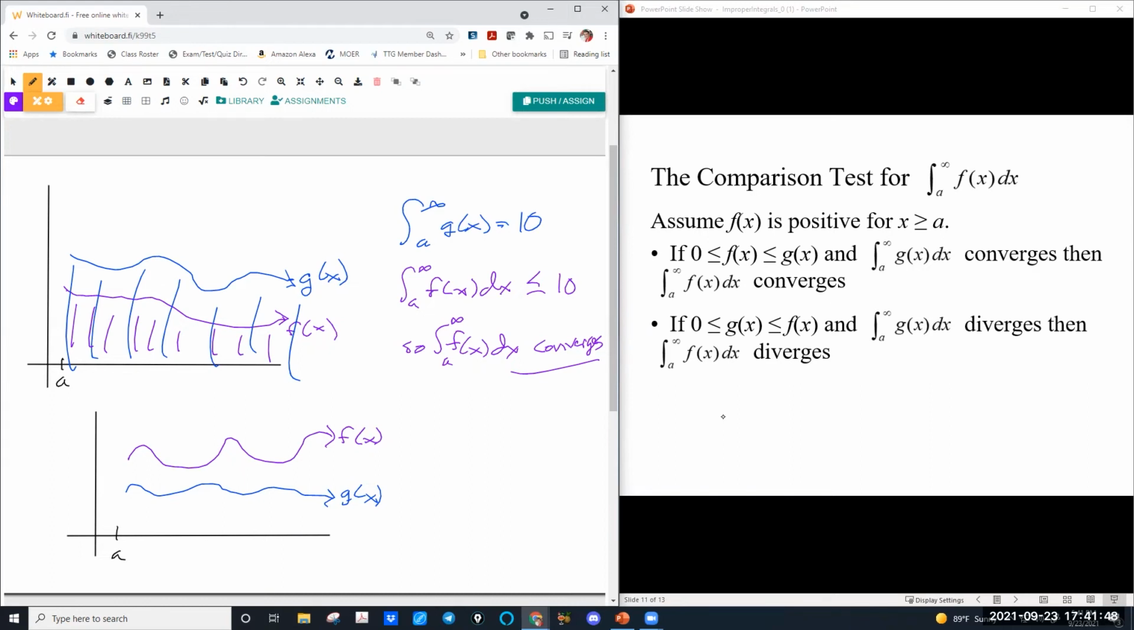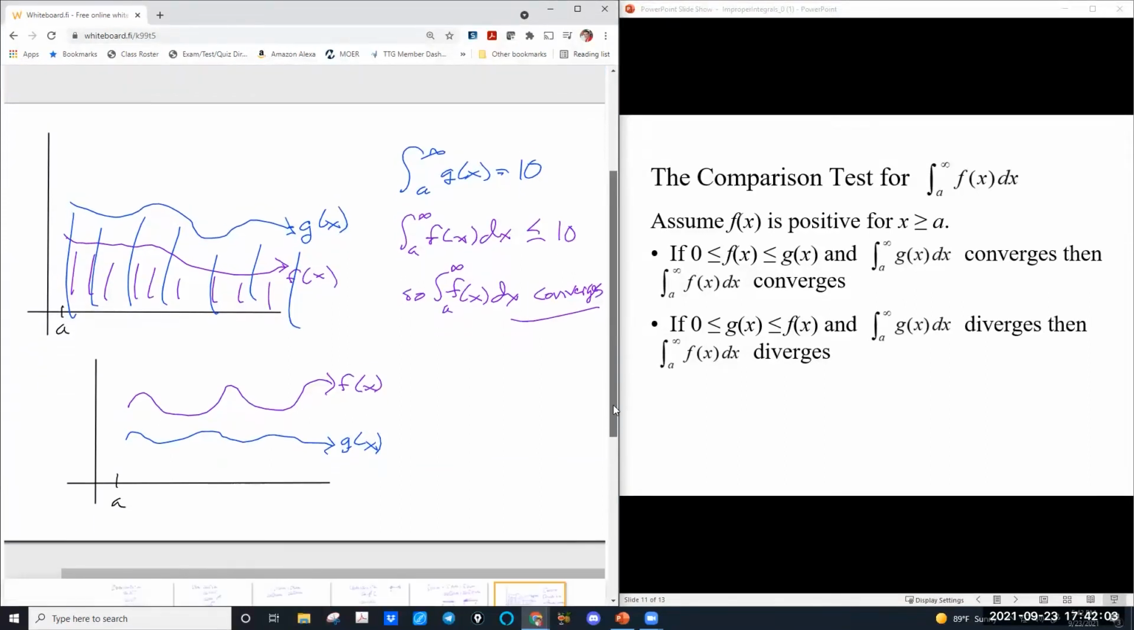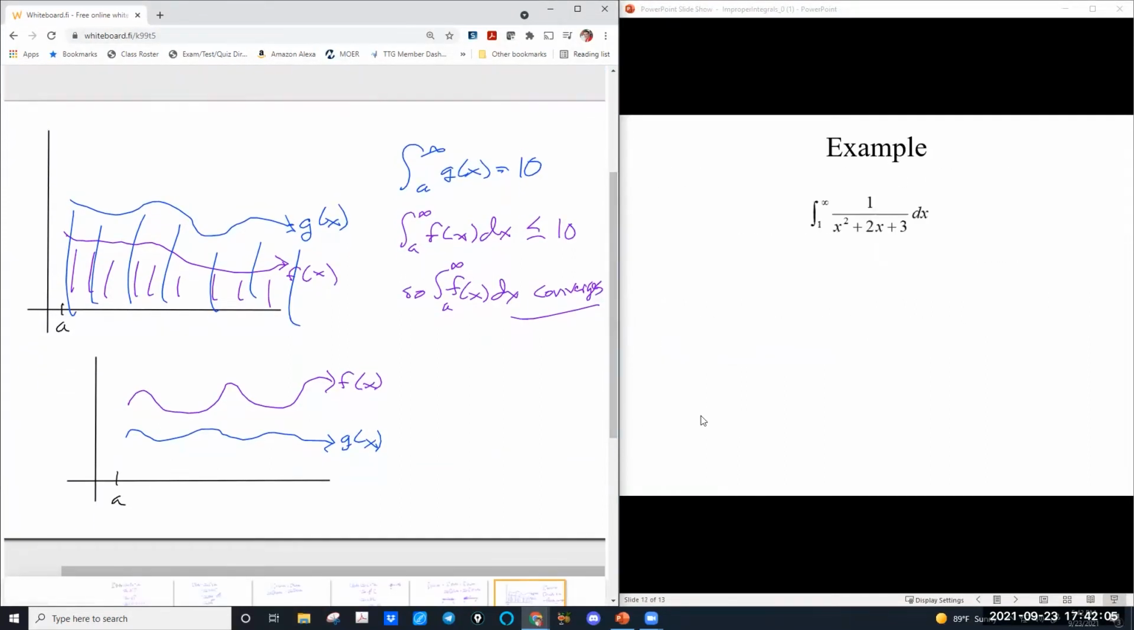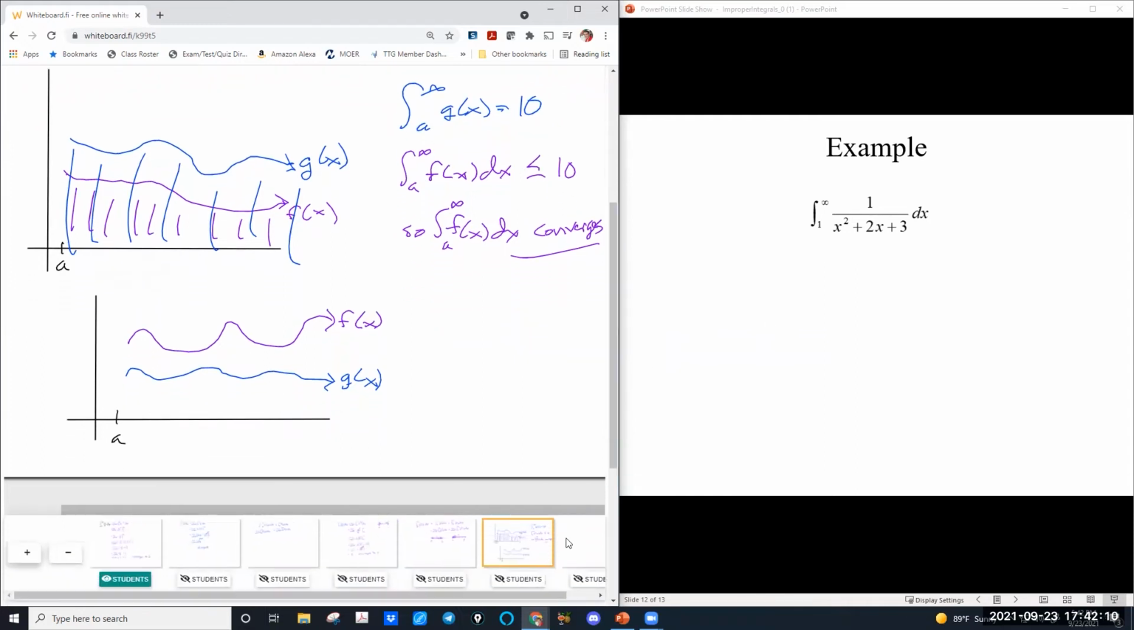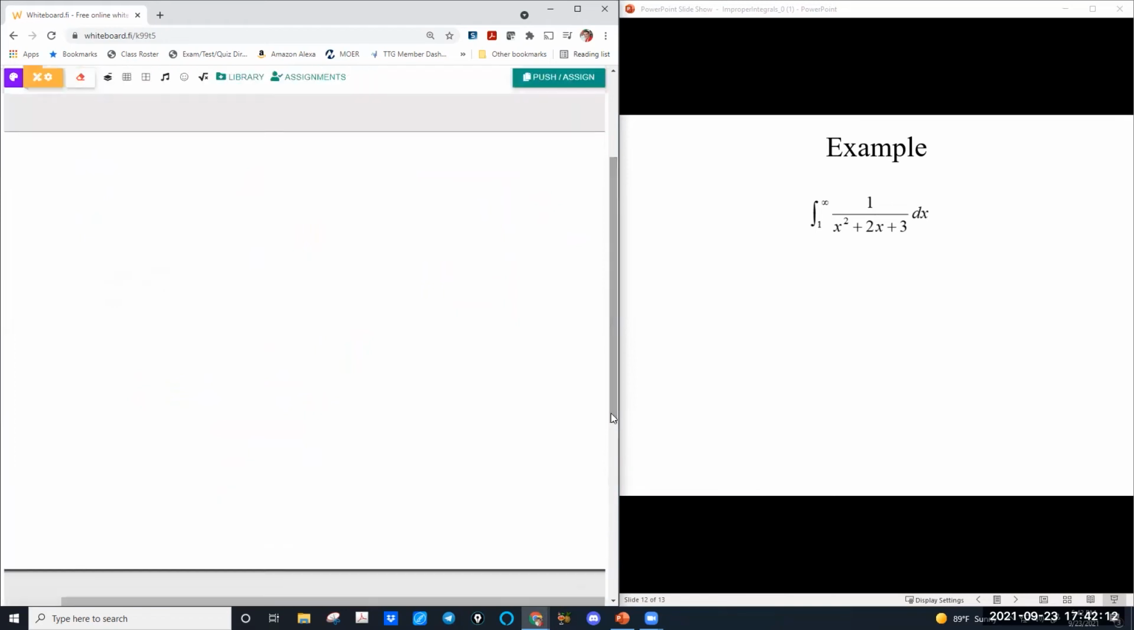Questions about this slide before we look at it in practice? Okay, we're going to do a couple. First one is the one from the slide, which is this guy here. We're going to use the ones that we did to show convergence and divergence.